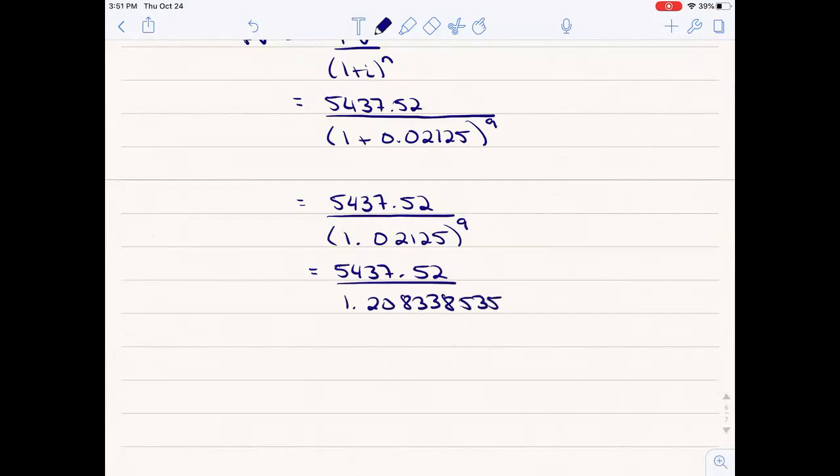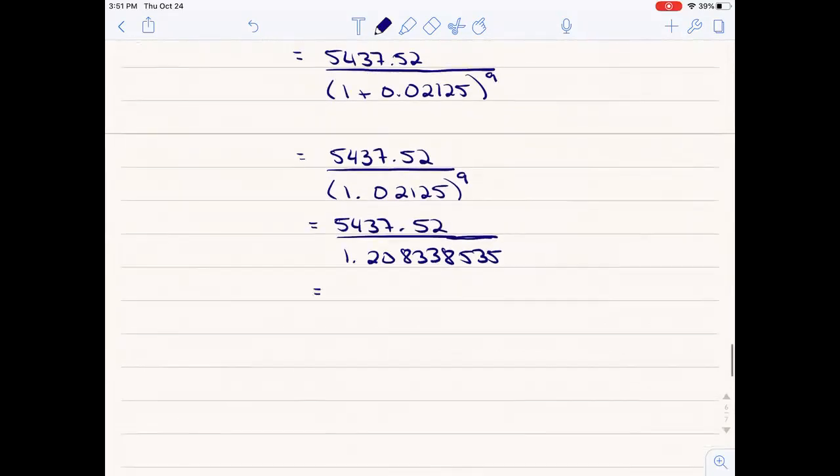1.208338535. You don't want to lose any of those decimals because they're actually going to make the big difference, right? If you have to store that number somewhere, I like to use the second answer button, which is over the equal sign. So I'm going to do 5,437.52 divided by that previous answer, equals, and I get 4,499.997179.